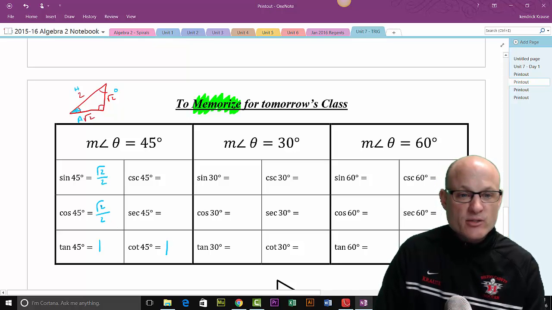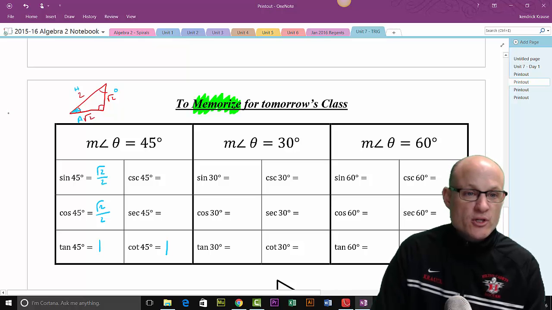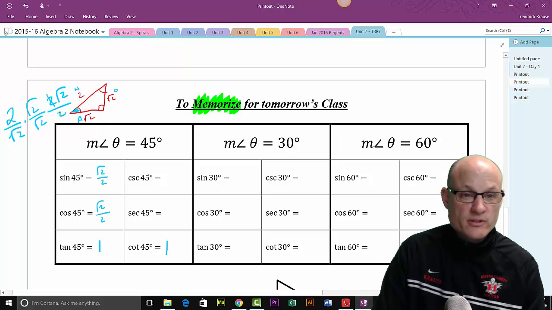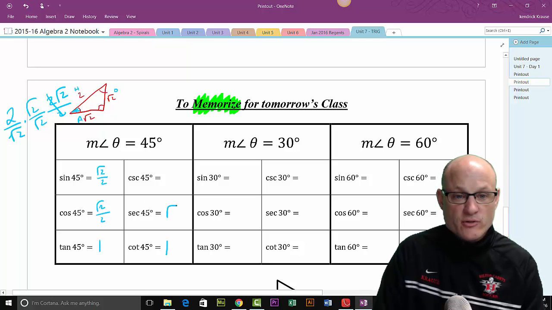Now, I want to take the reciprocal of this, which is 2 over the square root of 2. And we've already done this math. We're going to multiply by the square root of 2 over the square root of 2. And you get 2 square roots of 2 all over 2, and these cancel. So this is just equal to the square root of 2. And this is just equal to the square root of 2.